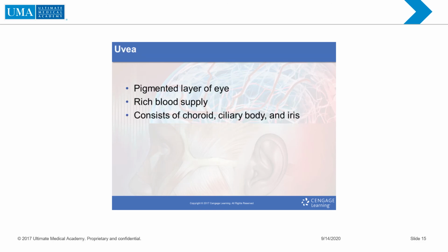Next, we have the uvea, and this is the pigmented layer of the eye, where it has a rich blood supply and consists of the choroid, the ciliary body, as well as the iris. So let's take a look at those.